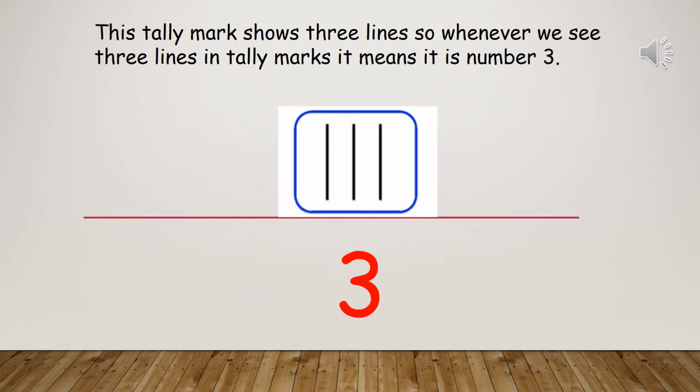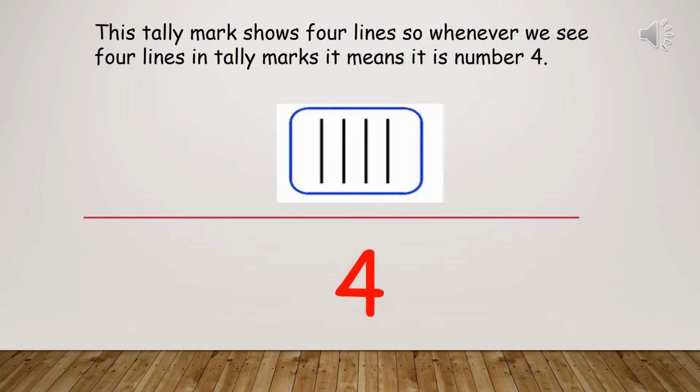This tally mark shows three lines. So, what do you think, children? What will be the answer? Yes, whenever we see three lines in tally marks, it means it is number 3. This tally mark shows four lines. So, whenever we see four lines in tally marks, it means it is number 4.